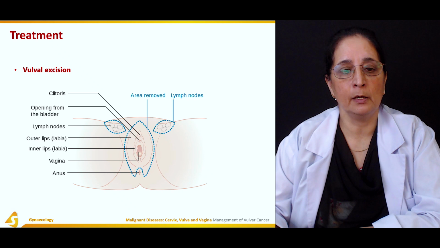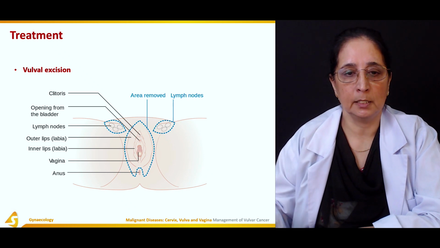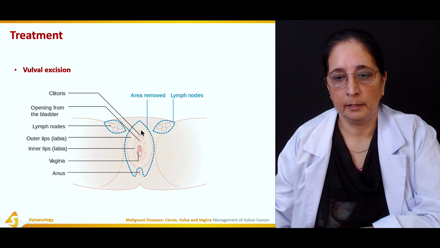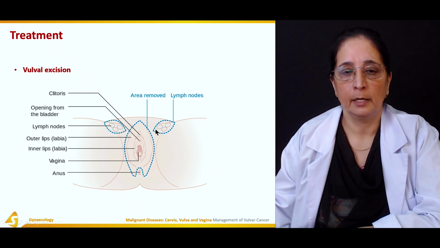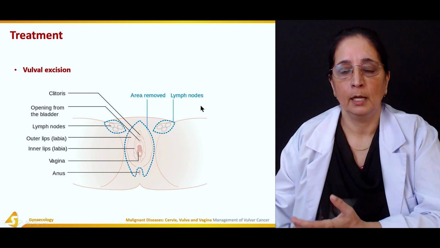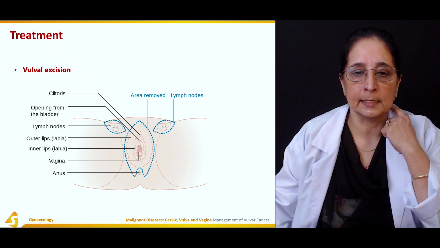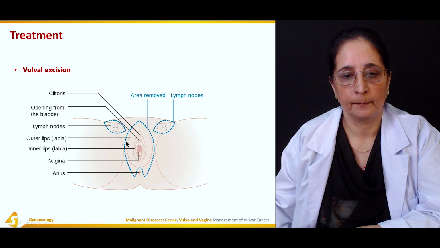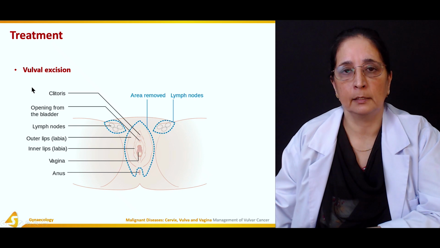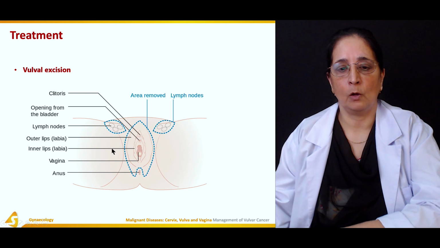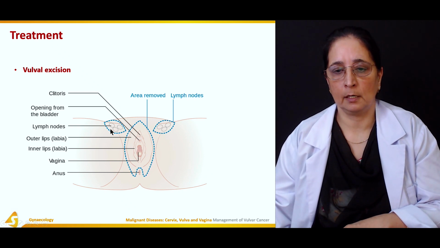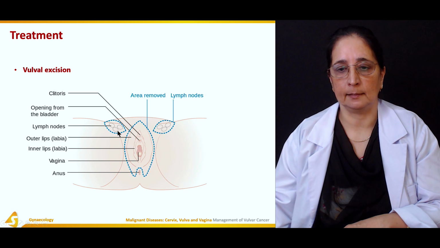Then what's the treatment of the vulval carcinoma? Vulval excision. These margins, these are the areas removed, and these are the lymph nodes removed as a result of the vulval malignancy. So the clitoris, then we have the opening for the bladder, vagina. Then in this, the entire vulva is excised along with the surrounding lymph nodes on both sides.